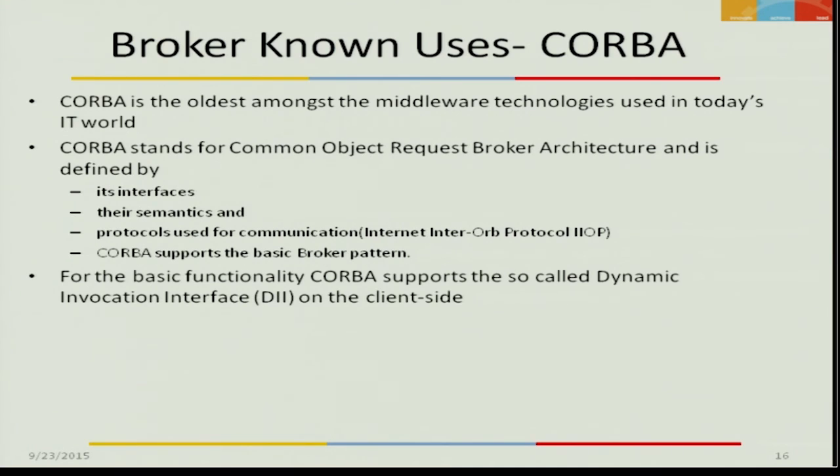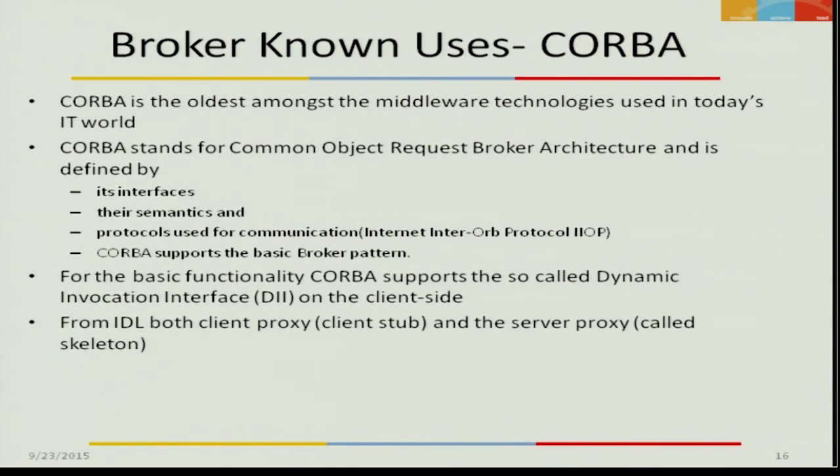CORBA supports something called a dynamic invocation interface on the client side, and what DII does is that using this the client can discover what functionalities the server is providing at runtime. That's very important, that it is not at compile time but at runtime. Using the dynamic invocation interface feature, client can actually get the methods or functionalities provided by the server, and then it can make a call.